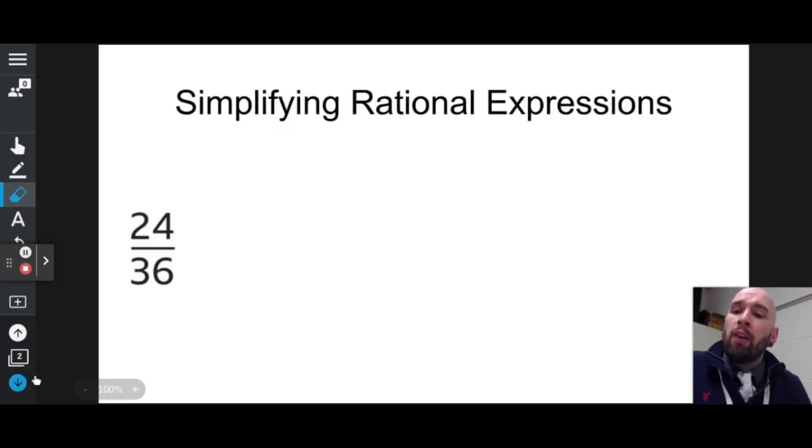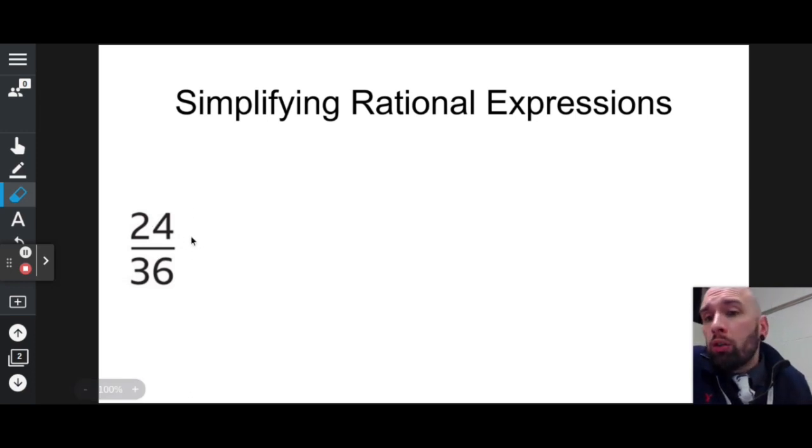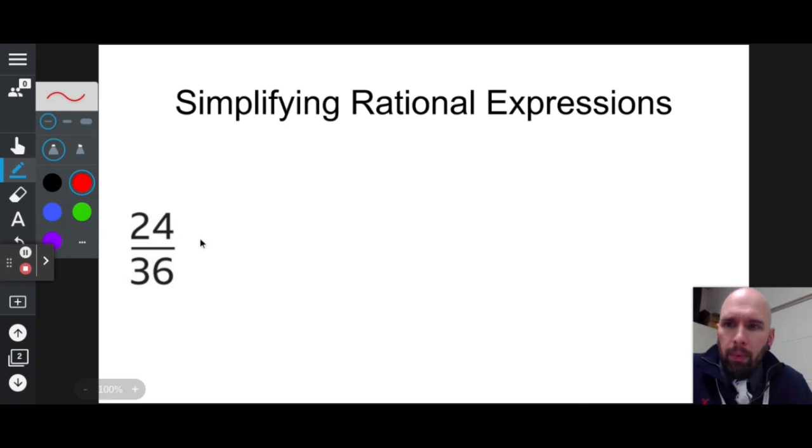Back to basics today. We're going to talk about simplifying rational expressions. Now, something that's rational is a fraction. When you have a number divided by a number, maybe you don't do this, but you think, let's factor out the greatest common factor. So I'm going to do that.